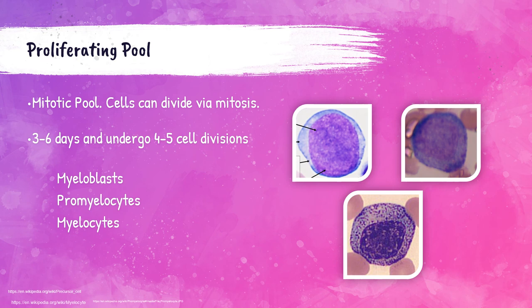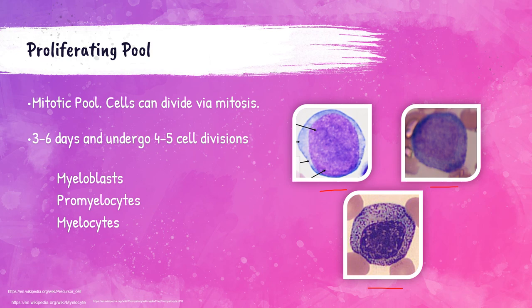This picture on the right hand side is a great example of showing these cells. So this one here is a blast, this one is a promyelocyte, and this one is a myelocyte. Once we talk about these particular cells throughout this lecture, feel free to return to this slide and take a look at them.